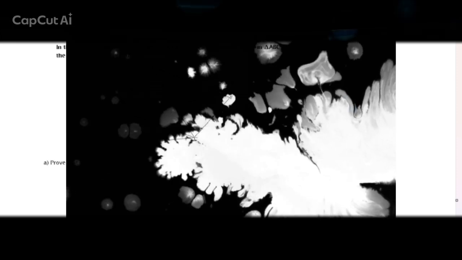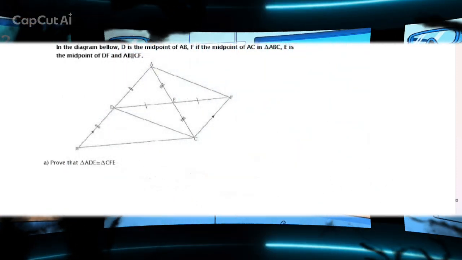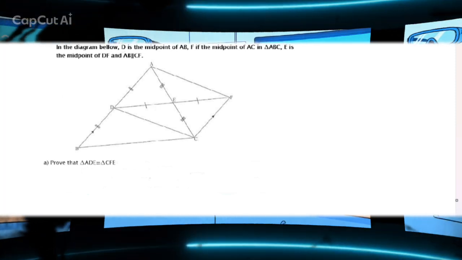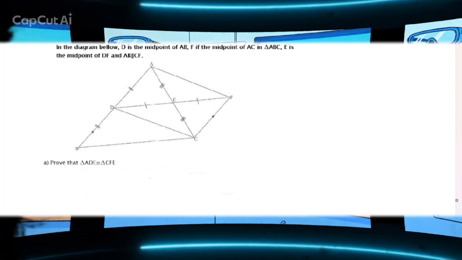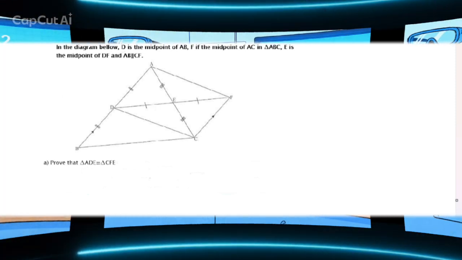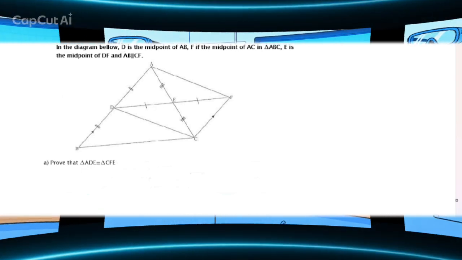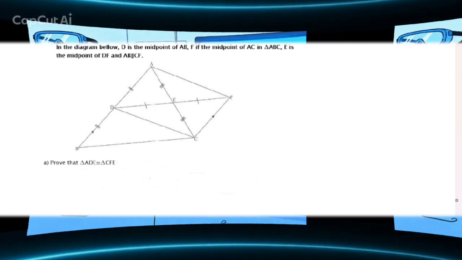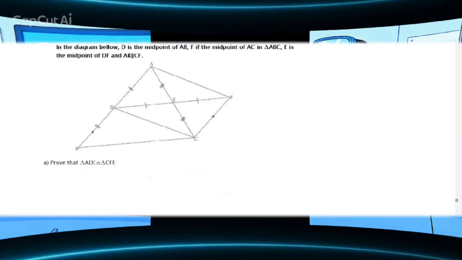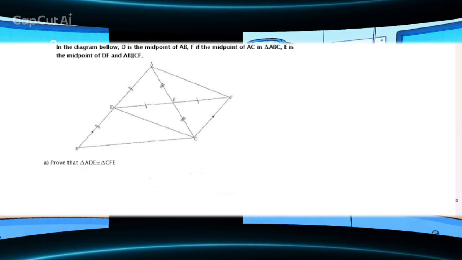So in this question, we're given a diagram. In this diagram, D is the midpoint of AB. F is the midpoint of AC. And then E is the midpoint of DF. And AB is parallel to CF.